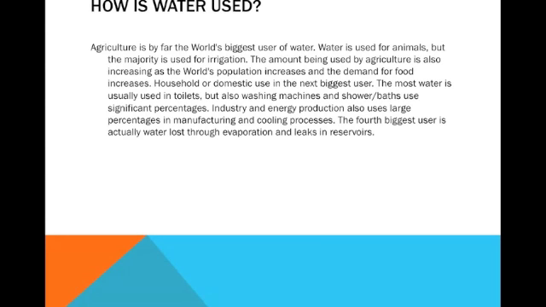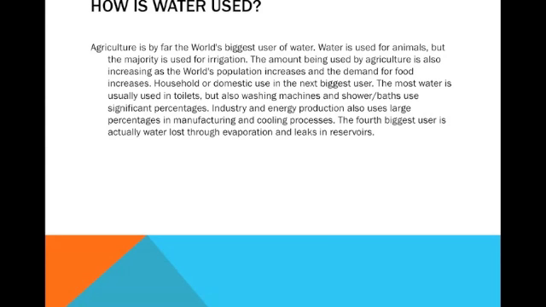So how is water used? Well, agriculture is by far the world's biggest user of water. Water is used for animals, but the majority is used for irrigation, which is when you water the whole crops. The amount being used by agriculture is also increasing as the world's population increases and the demand for food increases.